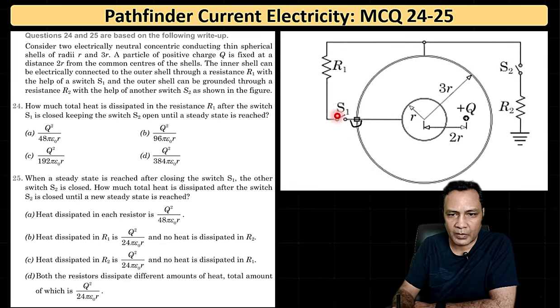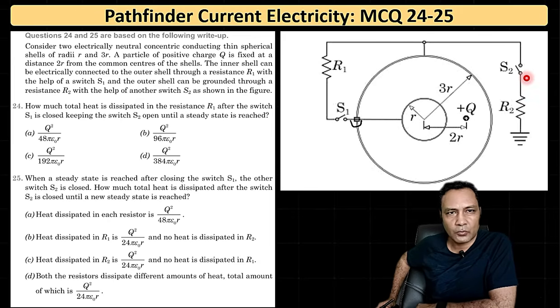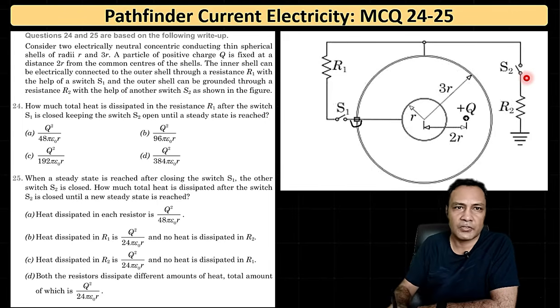First thing is that S1 is closed and S2 is open, and let S1 be closed for a long time so that a steady state is established, meaning a steady charge appears at both the inner surface and the outer surface of the shells. And then how much is the total heat developed in this resistance R1? That is question number 24.